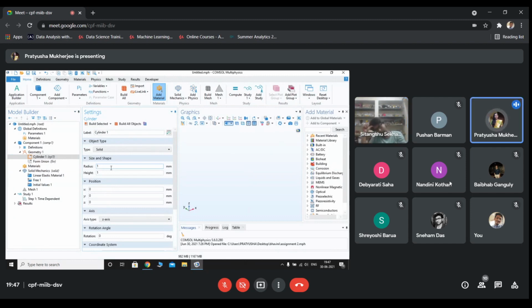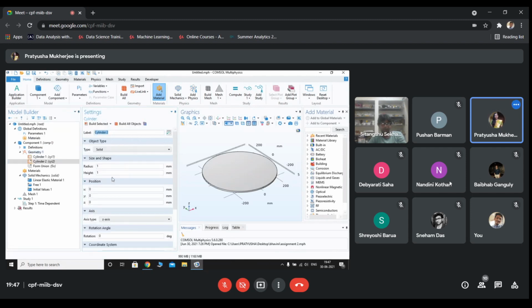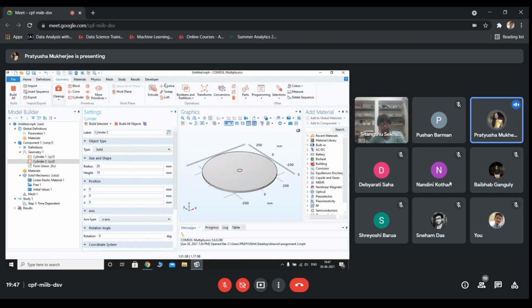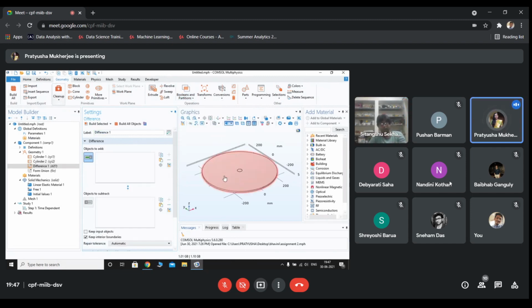First, we will make the disc, and the radius will be 300, and height will be 10. Build selected. Then another cylinder, radius will be 20, and height will be 10. Then go to geometry, boolean and partitions. The difference, first select the larger disk, then select the smaller disk, and build selected.